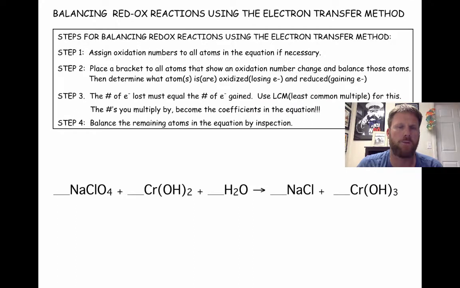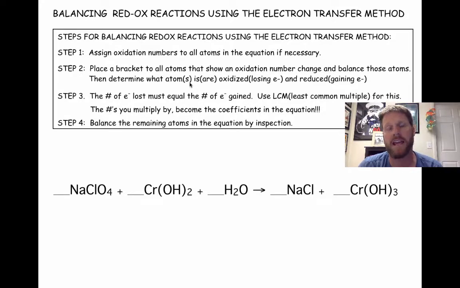Oftentimes, balancing a redox reaction by observation is nearly impossible. That is why you have to assign oxidation numbers to see how electrons are transferred, or how many electrons are transferred. That makes balancing the redox reaction a lot easier, especially if you follow these steps. So we're going to assign oxidation numbers to every element in this reaction, and it's going to help us balance the equation. You have to use this method if you have a total balanced equation.